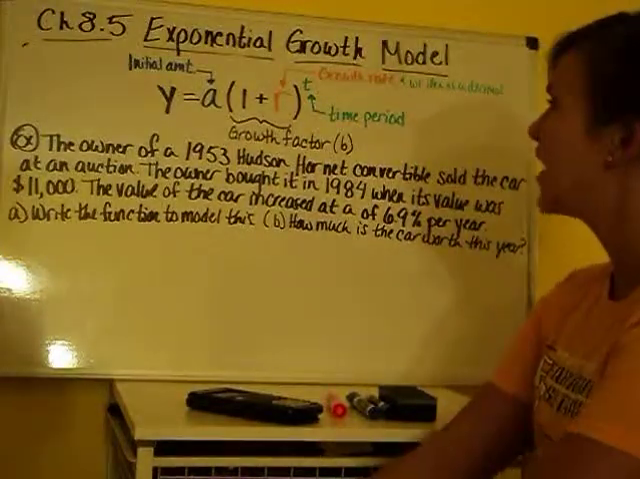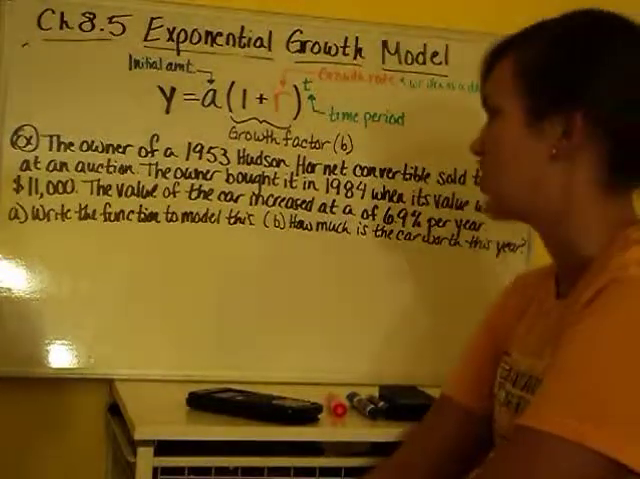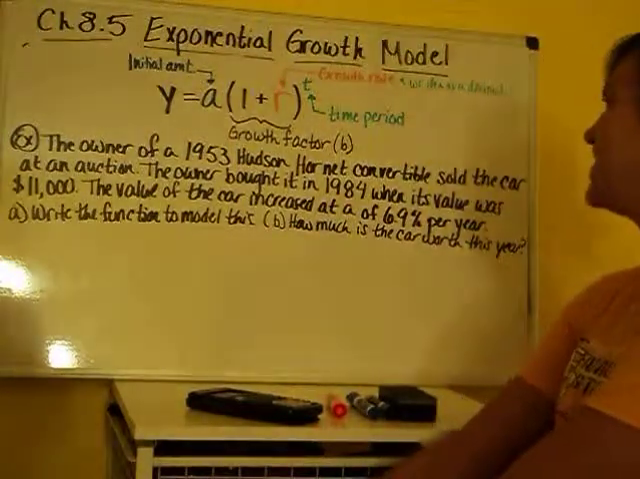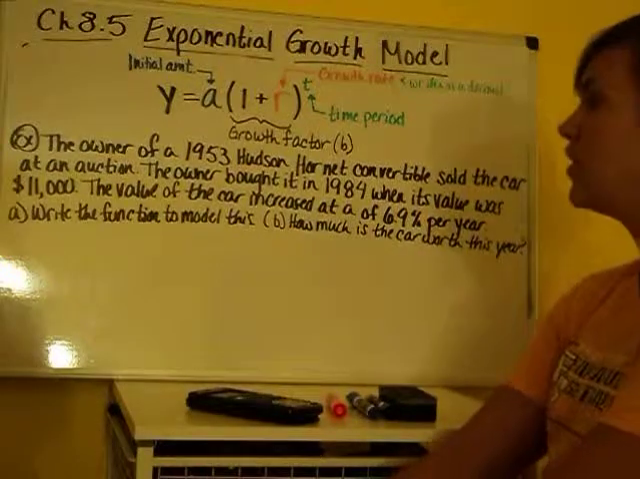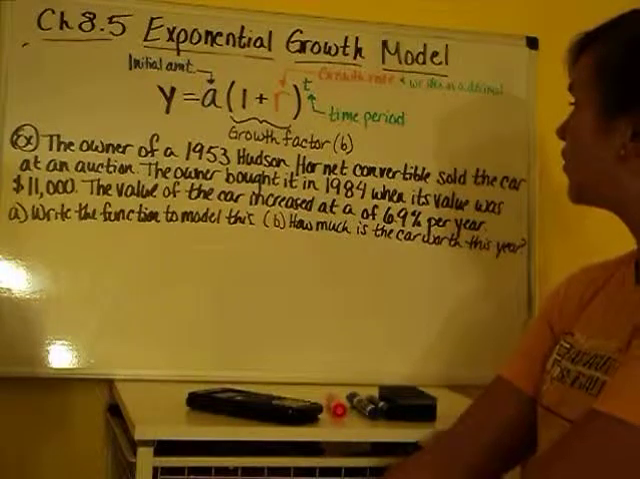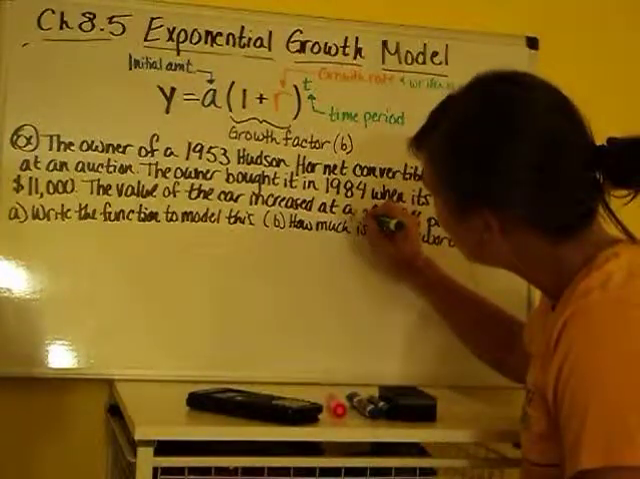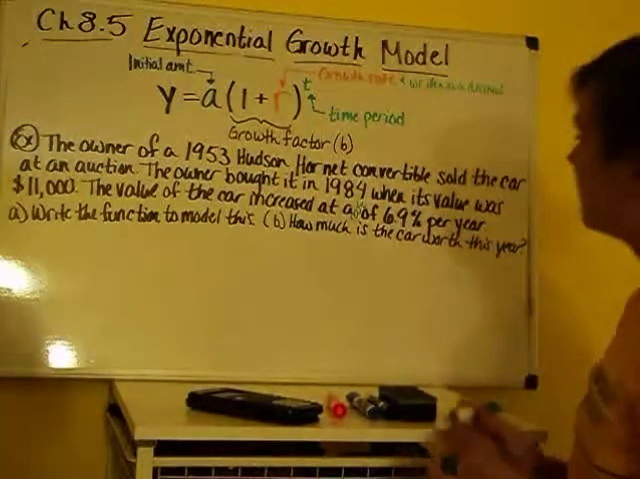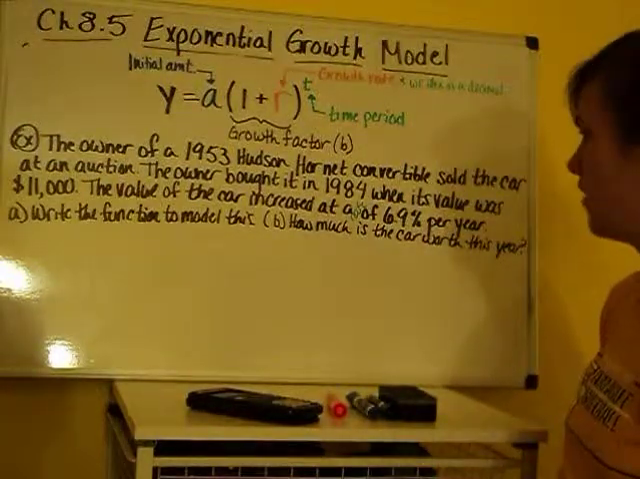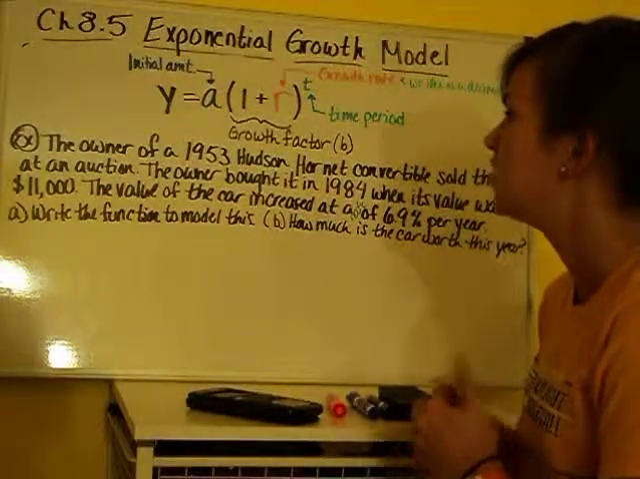The owner of a 1953 Hudson Hornet convertible sold the car at an auction. The owner bought it in 1984 when its value was $11,000. The value of the car increased at a rate of 6.9% per year. Part A, we need to write the function to model this.